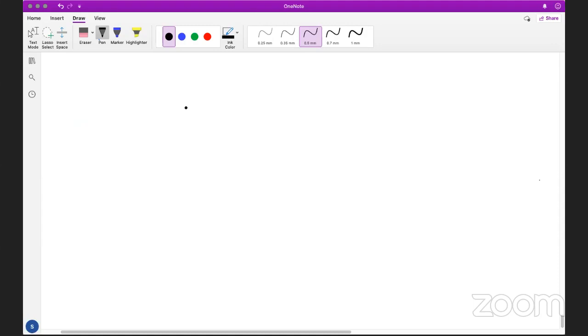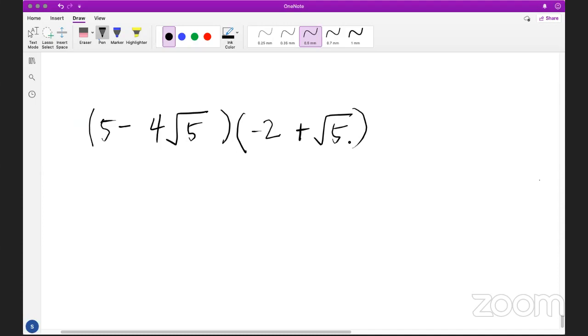How about if we have yung mga ganito? 5 minus 4 square root of 5 times negative 2 plus square root of 5. So, ang gagawin natin dito is FOIL method lang. Okay, so first, 5 times negative 2, that's equal to negative 10. Outer, that's equal to 5 times square root of 5. So 5 square root of 5 lang. Inner, this one times this one, negative times negative, magiging positive lang din. 8 square root of 5.